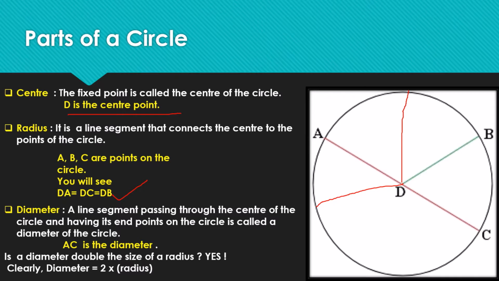Next is diameter. Diameter is also a line segment in the circle passing through the center and its endpoints on the circle. Here AC is the diameter, from this point to this point. Is the diameter double the size of the radius? Yes, because it consists of two radii. So clearly diameter is equal to 2 into radius. Got it? Diameter is equal to 2 into radius, or double of radius.